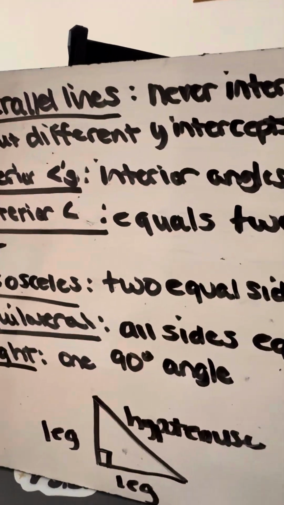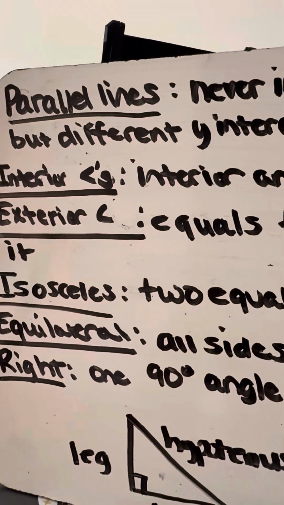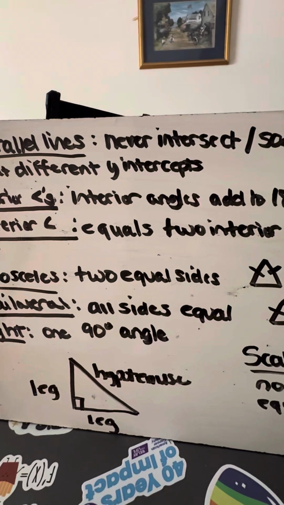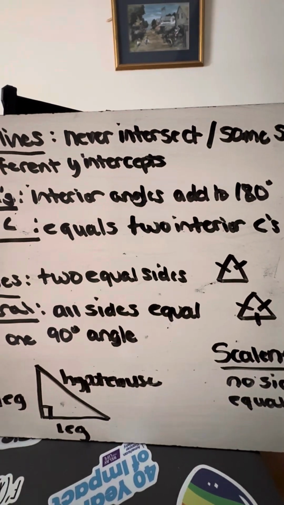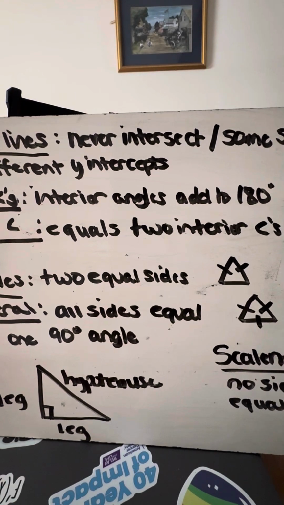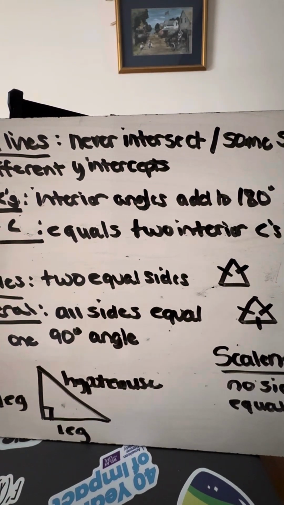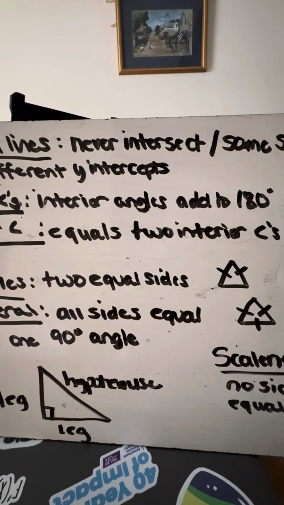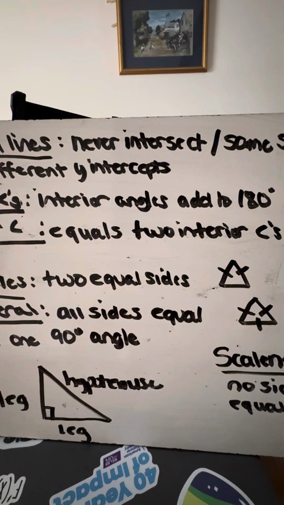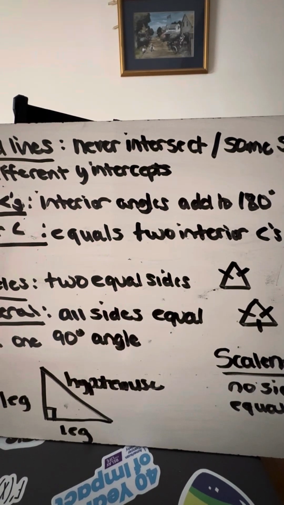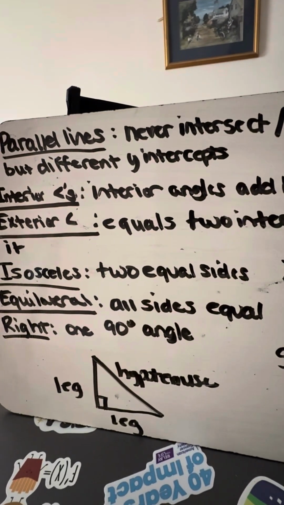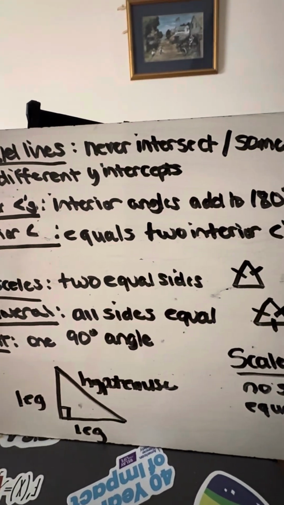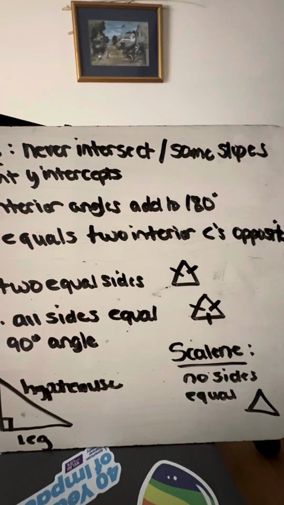Interior angles, which is the next word that's there, that just means that the interior angles for a triangle add up to 180 degrees. So you will need to know that information. So a triangle adds up to 180 degrees. If you are in need of figuring out what one of your angles is missing, you know that they add up to 180.